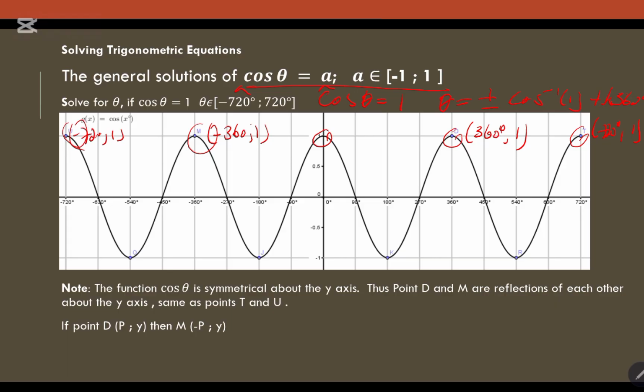Now, what is the inverse of cos of 1? It is 0. So theta equals plus or minus... so it's just 0. I cannot write plus or minus because there's no such thing as plus or minus for 0. But if it was any other number, I'd write plus or minus because this is a reflection about the y-axis.